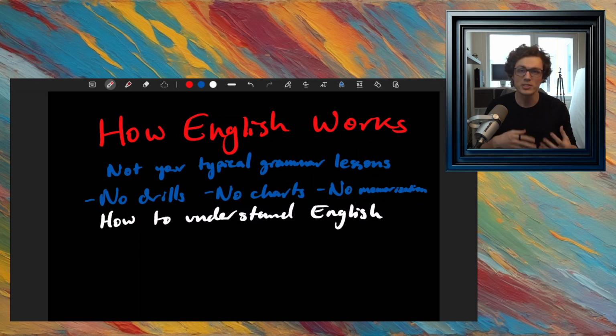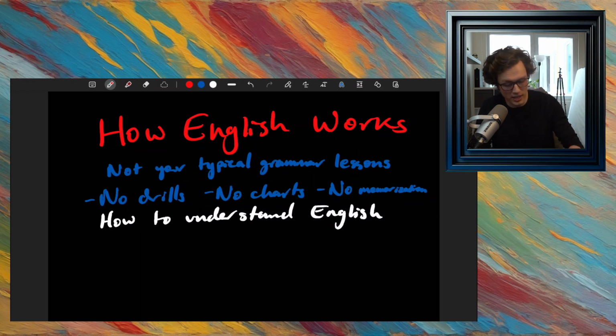In this series, we talk about how English works and what things mean. These aren't your typical grammar lessons. We don't do any drills, there's no charts, and there's certainly no memorization. I instead want to talk to you about how to understand real English. How do things work? What phrases do we use, and what do they mean? Today, we're going to be talking about word stress.